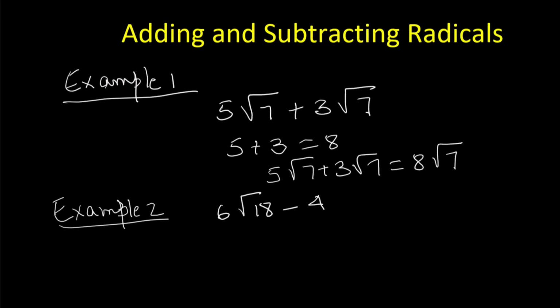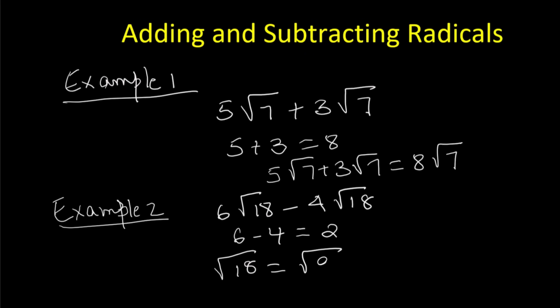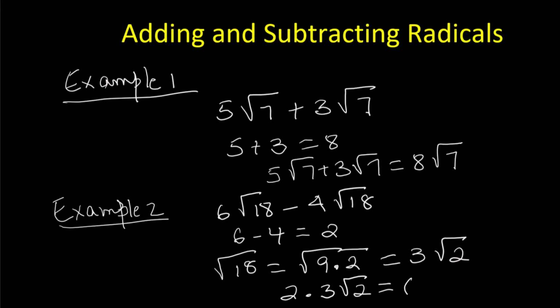Example 2, 6 times the square root of 18 minus 4 times the square root of 18. Since both are like radicals, we subtract the coefficients. 6 minus 4 equals 2. So we have 2 times the square root of 18. Now simplify the square root of 18. The square root of 18 is the square root of 9 times 2. The square root of 9 is 3, so this becomes 3 times the square root of 2. Multiplying 2 times 3 times the square root of 2 gives 6 times the square root of 2.